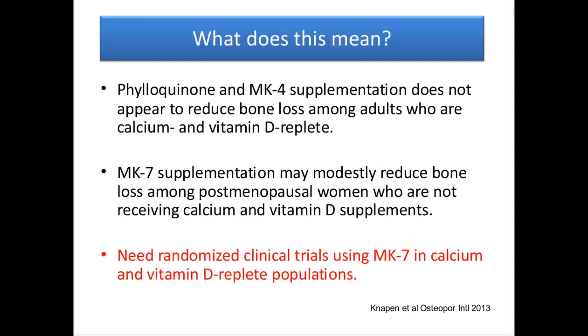solved yet, which is that phylloquinone and menaquinone supplementation does not appear to reduce bone loss among adults who are calcium and vitamin D replete. And although this menaquinone 7 may modestly reduce the bone loss, these are women who are not calcium and vitamin D replete. So what we need now are randomized clinical trials to test menaquinone 7's efficacy in reducing bone loss in calcium and vitamin D replete populations.